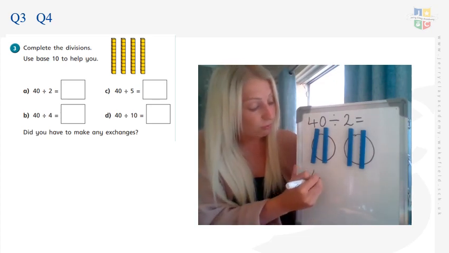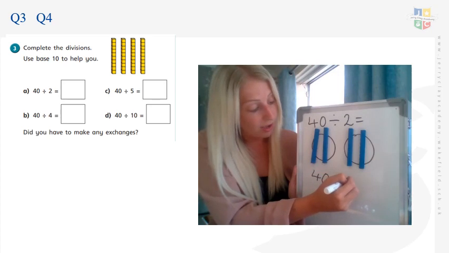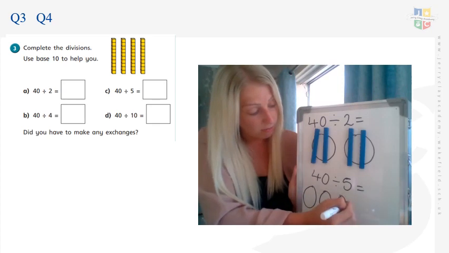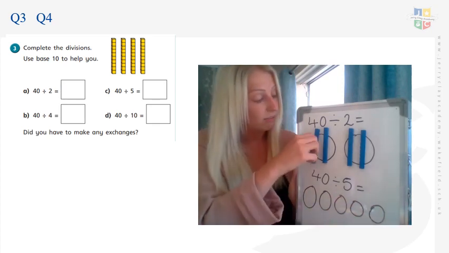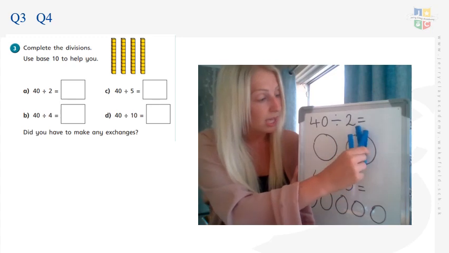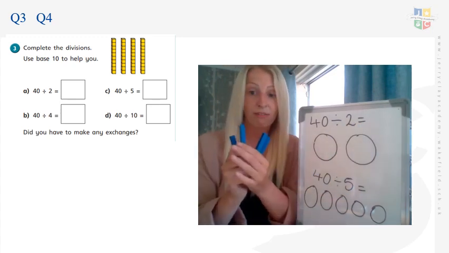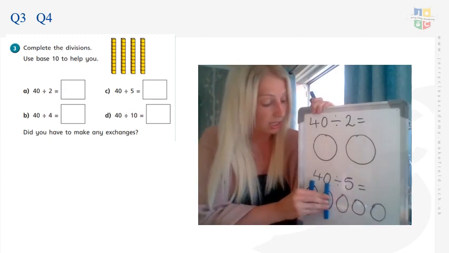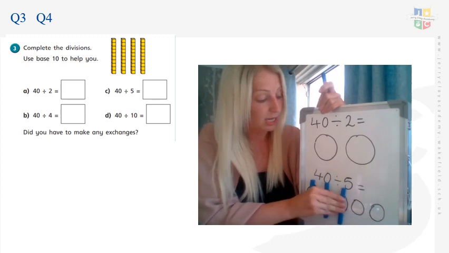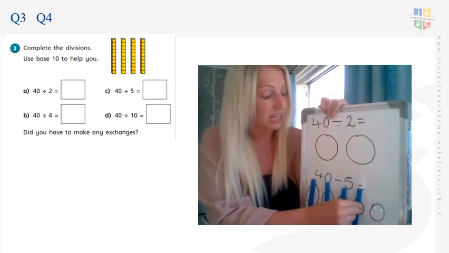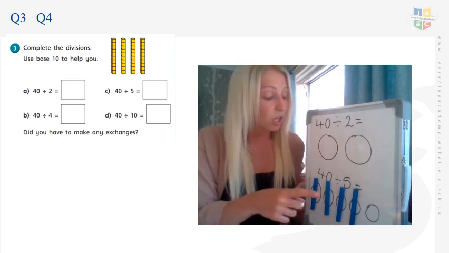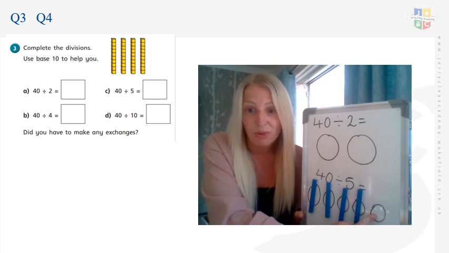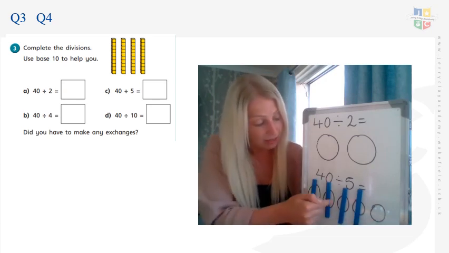However, if we did 40 divided by 5, so we need 5 groups, 1, 2, 3, 4, 5. I wouldn't be able to do it using base 10 because with my 40, I put 1 ten in there, another 10 in there, another 10 in there, and another 10 in there, and I have no base 10 left. So I can't give any to this group, which we must do, otherwise we haven't shared it into 5, we've only shared it into 4 groups.